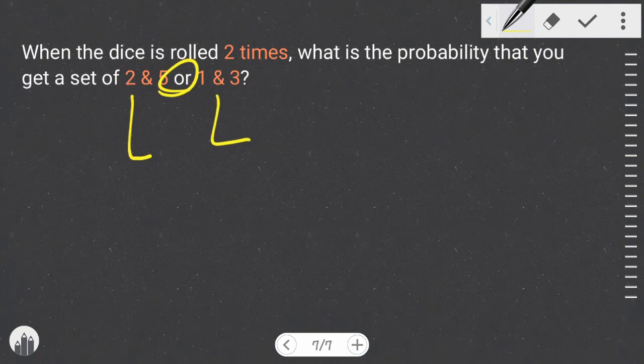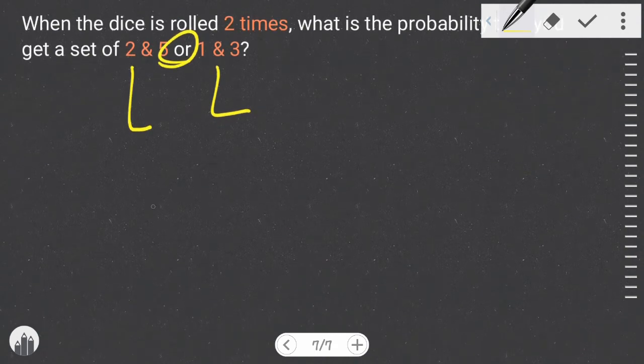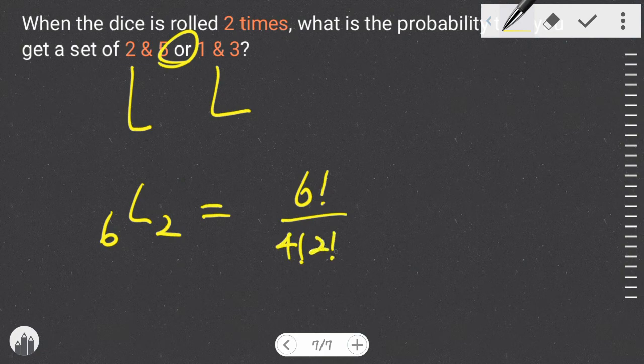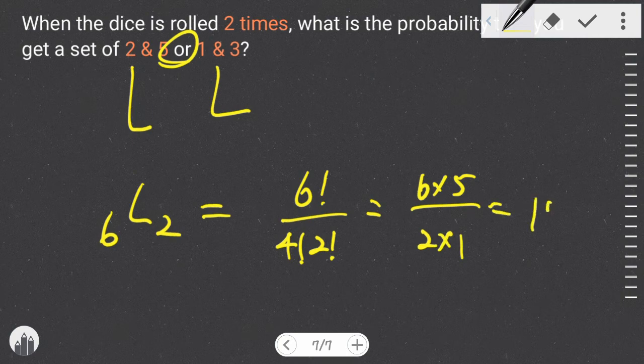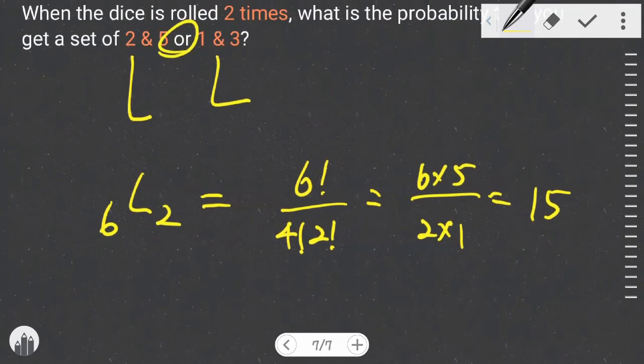Now, let's calculate the probability of getting any two random numbers after rolling the dice. If you roll the dice 2 times, a dice has 6 different numbers. When you roll it 2 times, you're going to have 2 random numbers, which means out of 6, you're going to have 2 numbers, and we don't care about the order yet. So this would be 6 factorial over 4 factorial times 2 factorial, which would be 6 times 5 over 2 times 1, which is 15. So there are 15 total sets of 2 different numbers.